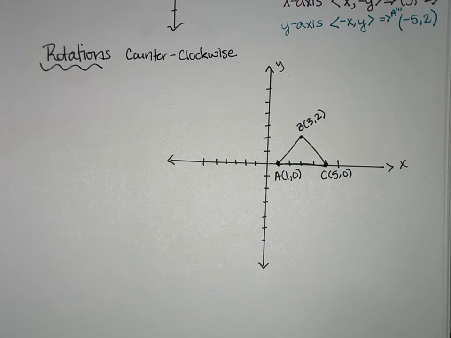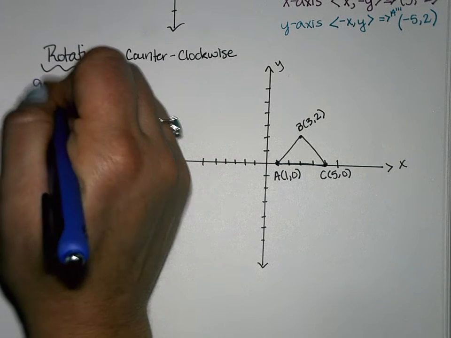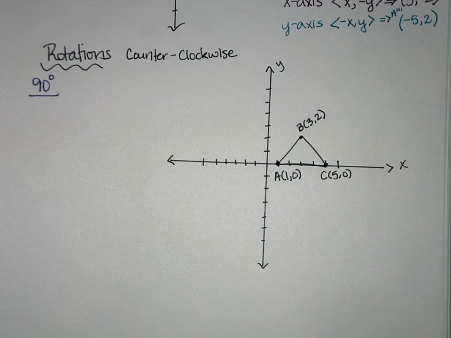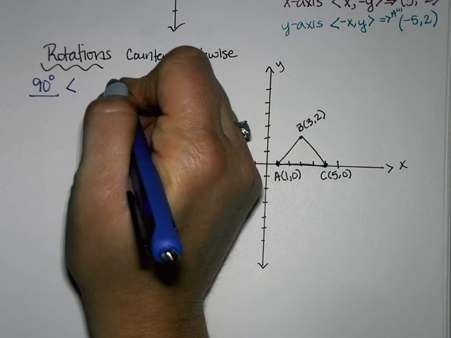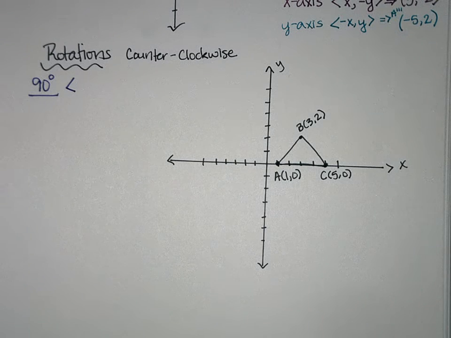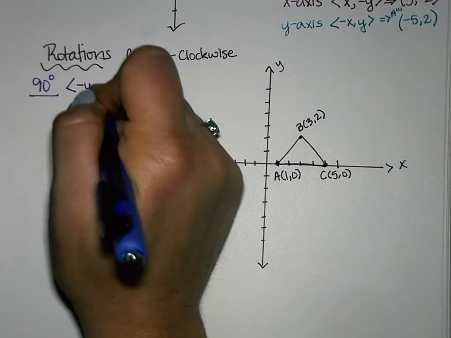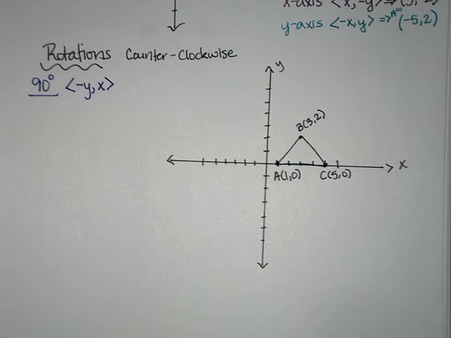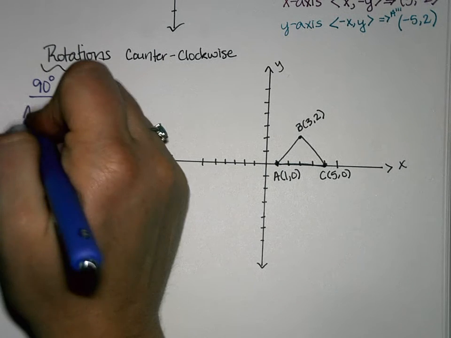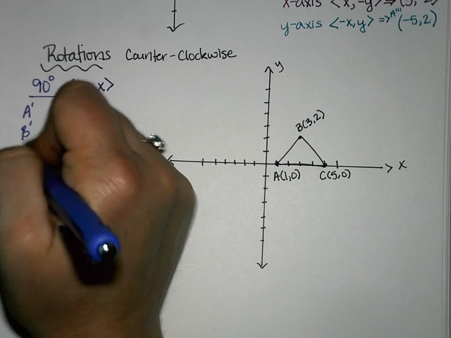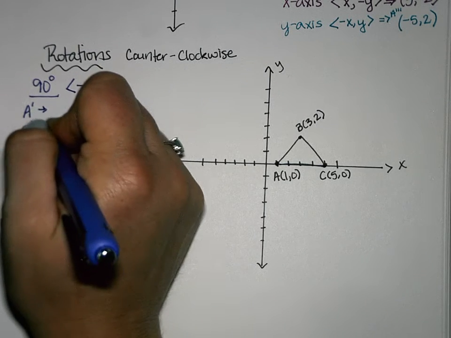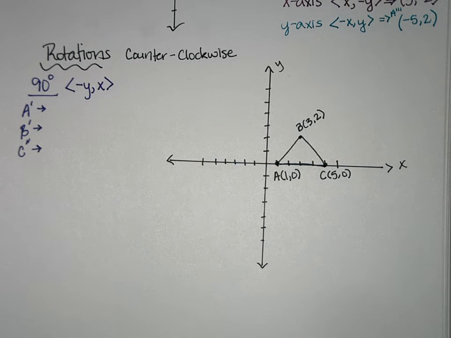So our first rotation is going to be a 90-degree rotation. We have a rule to help us get the 90-degree rotation. If we take the x and the y's and switch them and then make the y negative, we'll get the rotated value. So we're going to use this rule to help us figure out what the 90-degree rotated figure would be.